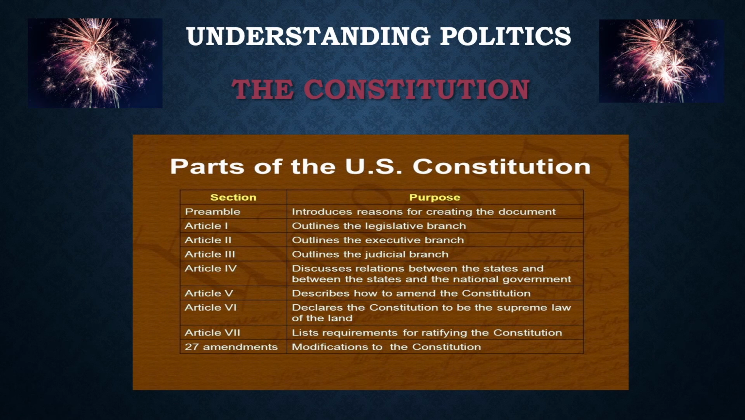The Constitution. Parts of the U.S. Constitution. Preamble. Introduces reasons for creating the document. Article 1. Outlines the legislative branch. Article 2. Outlines the executive branch. Article 3. Outlines the judicial branch. Article 4. Discusses relations between the states and between the states and the national government. Article 5. Describes how to amend the Constitution.